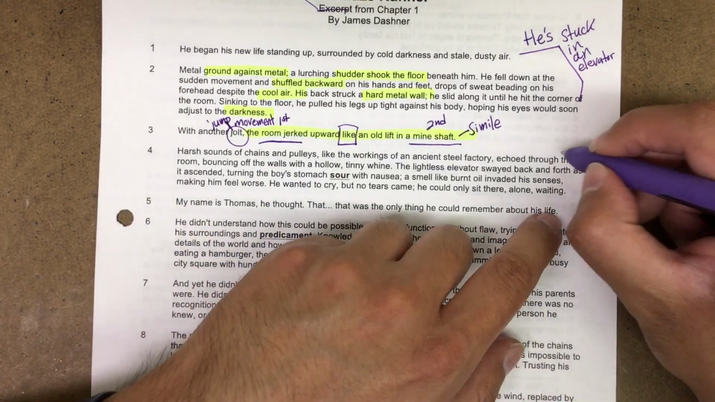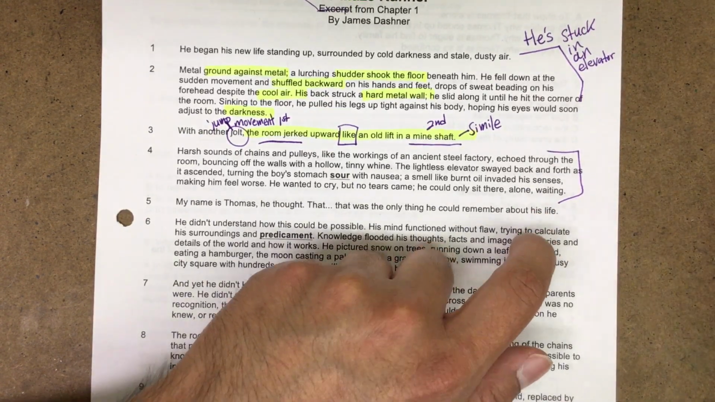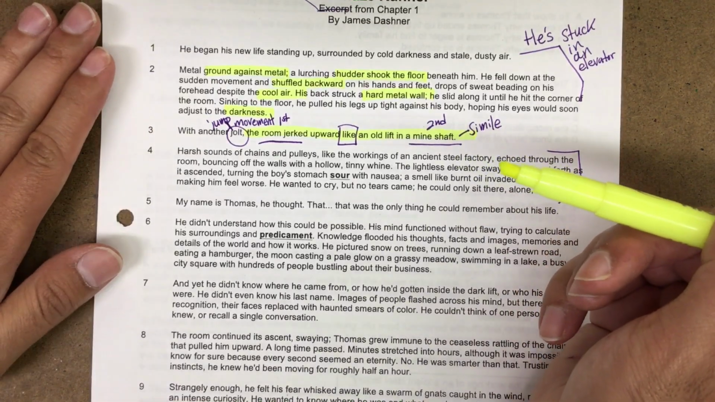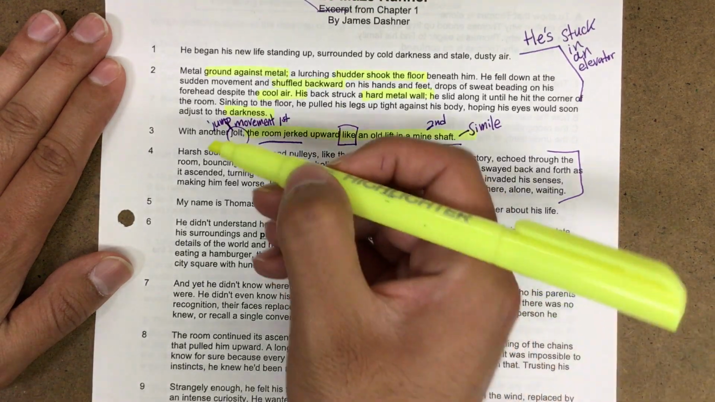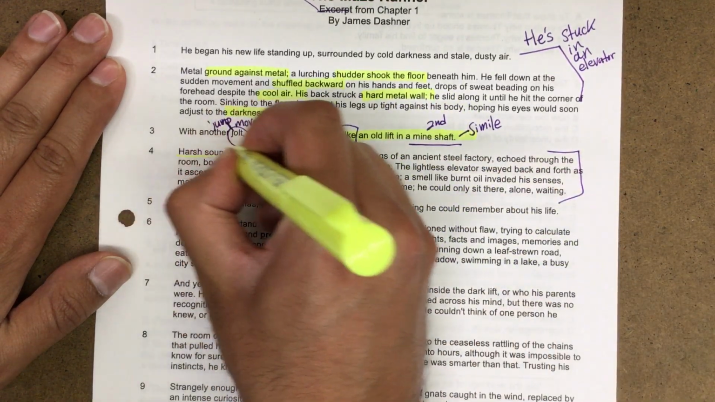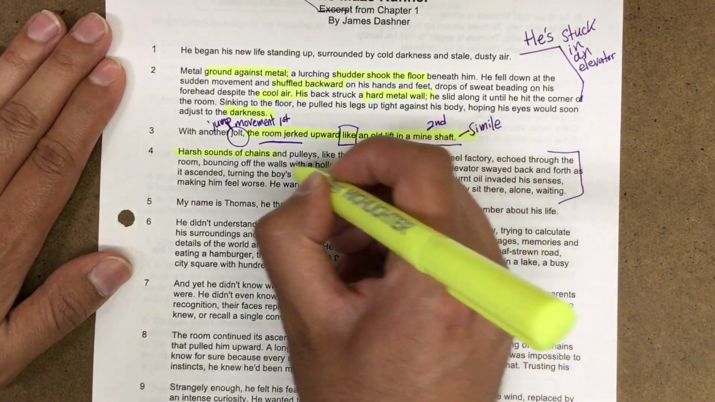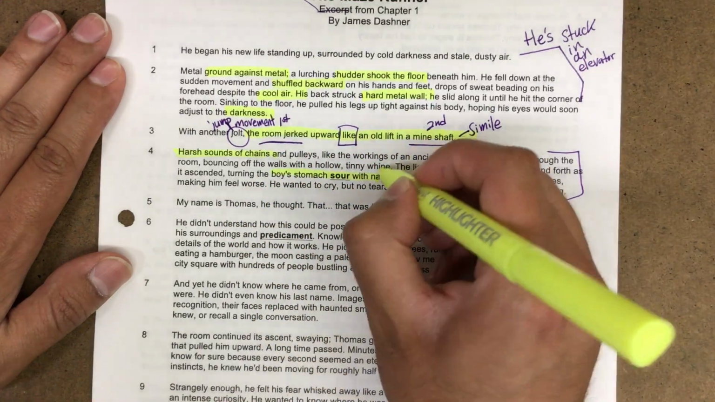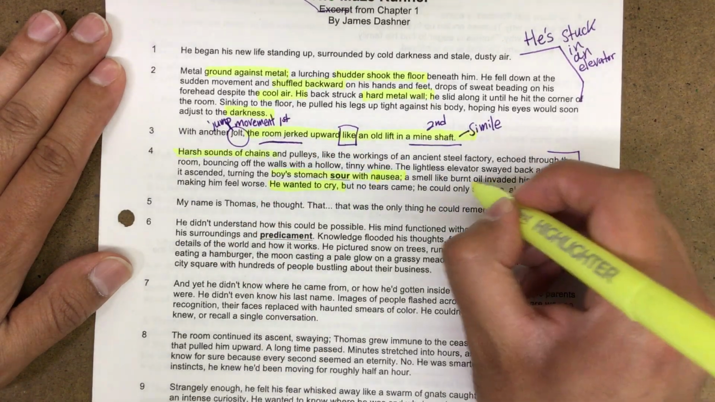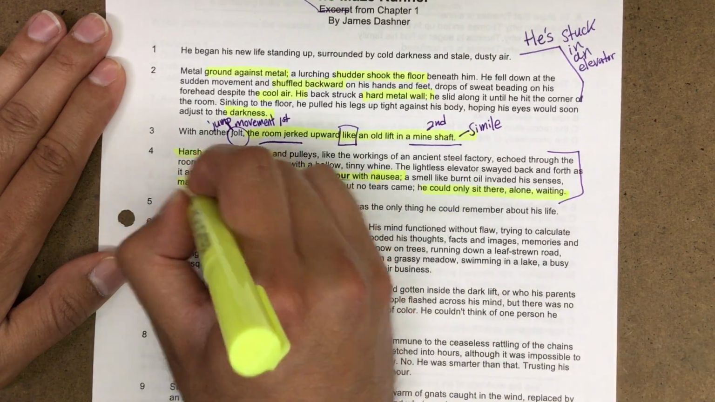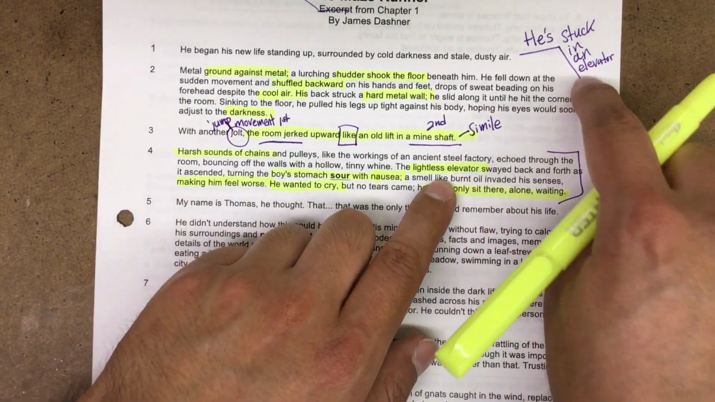So now we're going to write the gist of what's going on right now, but we need to highlight our clues. Let's see, what could a good clue be? Good readers ask themselves and they go back. Harsh sounds of chains. The boy's stomach sour with nausea. He wanted to cry. He could only sit there alone waiting, making him feel worse. Ooh, we know it's an elevator. We have our proof now. We made a great prediction.